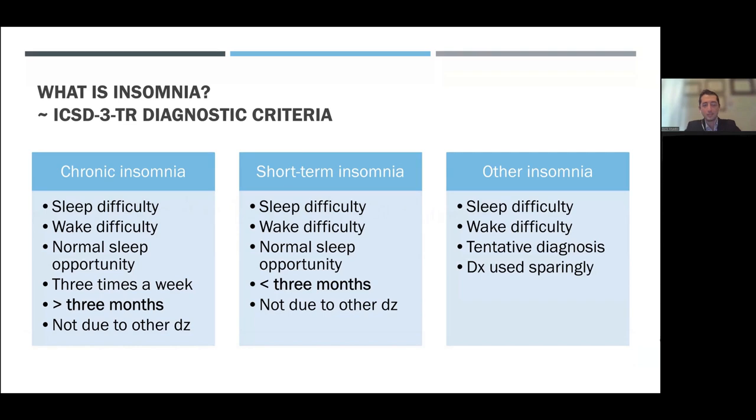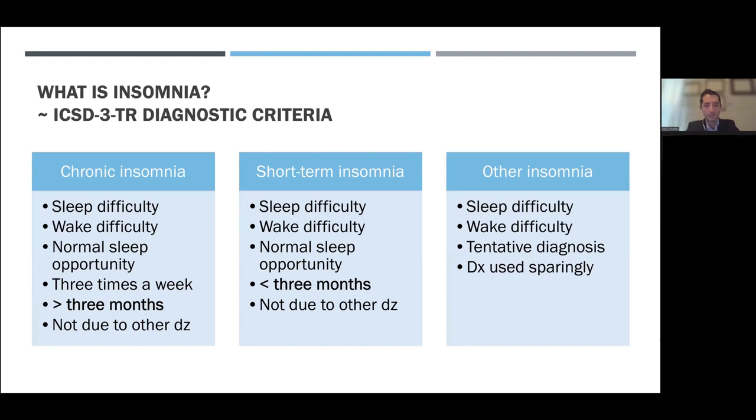In the past 6 months or so, the International Classification of Sleep Disorders gave an update called the ICSD-3-TR for the diagnostic criteria of various sleep disorders. Not much has changed between 3 and 3-TR. There are still 3 main categories for placing an insomnia disorder diagnosis according to the diagnostic manual: chronic insomnia, short-term insomnia, and other insomnia.